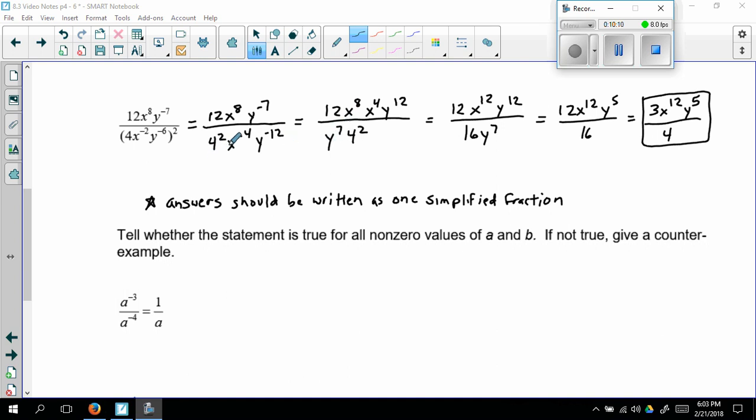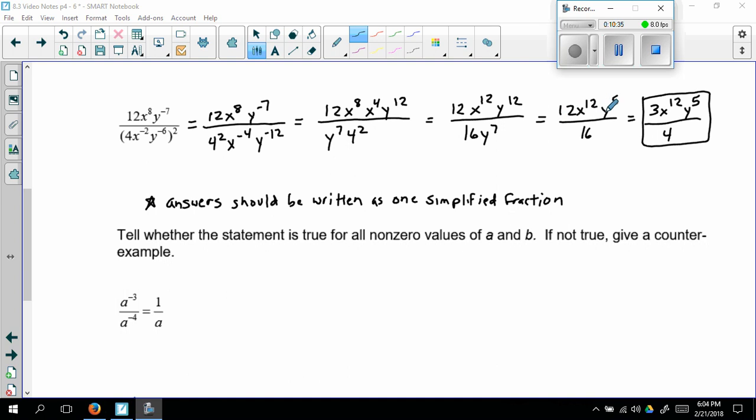Then I look at the denominator. 4 squared, that's a positive exponent. I keep it. X to the negative 4th, that's a negative exponent, so it's going to move up and become a positive exponent. Same thing with y to the 12th. Now I can combine my x's. I get x to the 12th up top. I see I have two y's. Y to the 12th minus y to the 7th is y to the 5th. I have more y's on top. The y to the 5th stays on top.